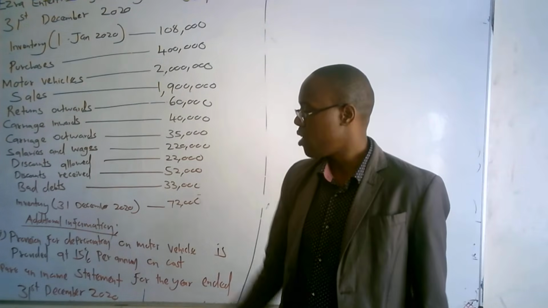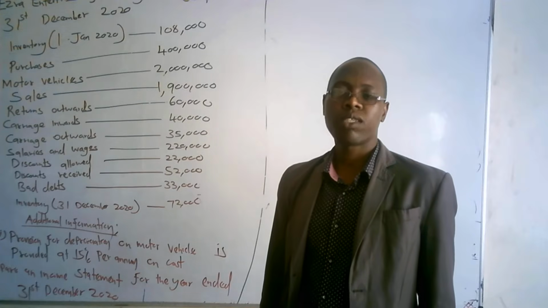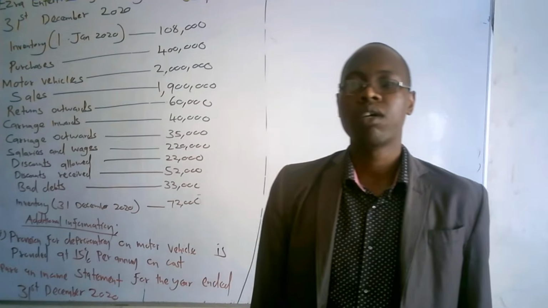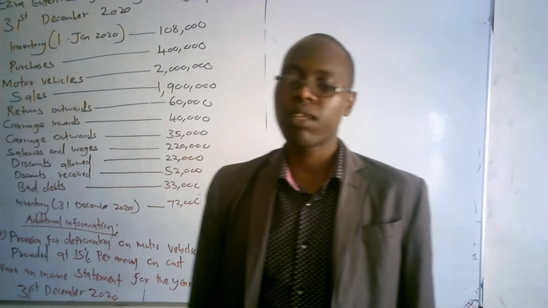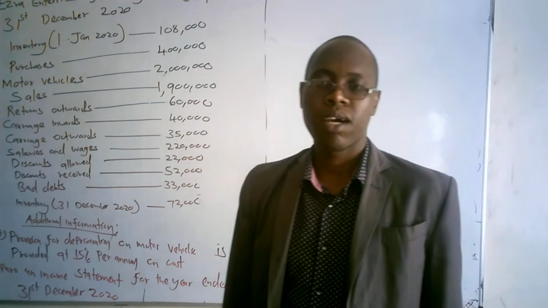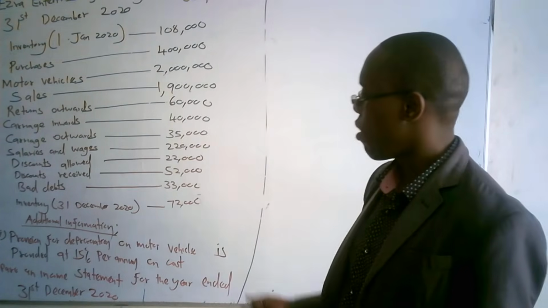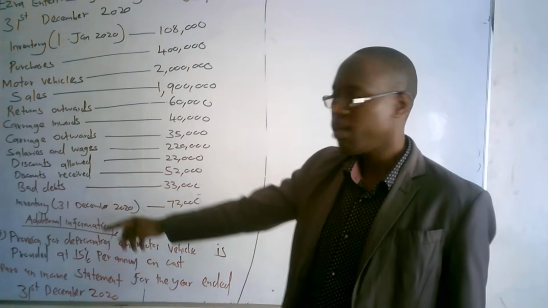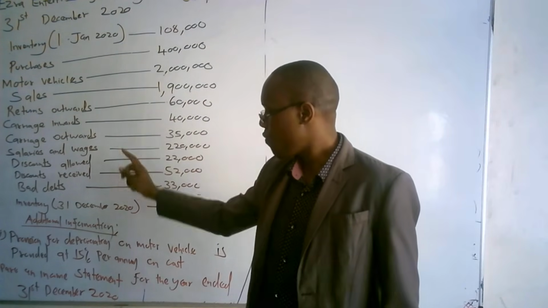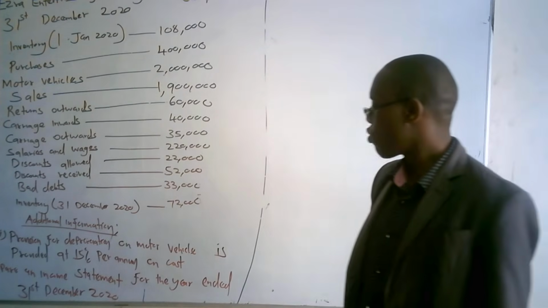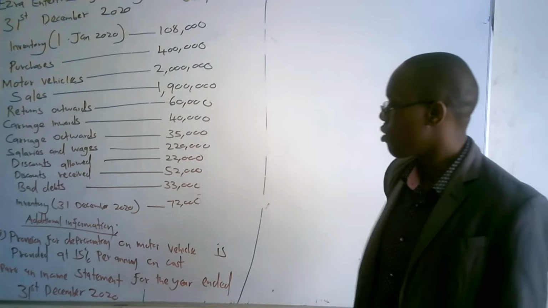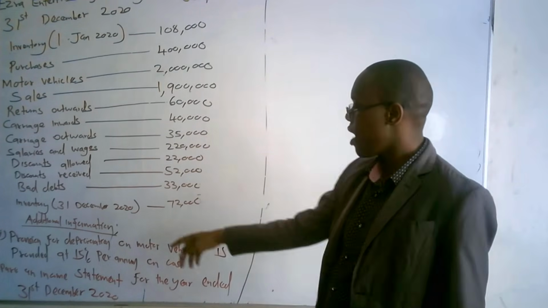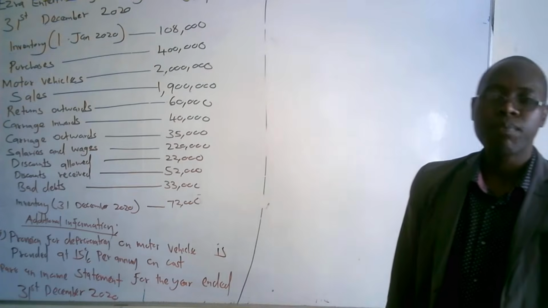And then, of course, we have the additional information, and that's why we always start from there. So when you have a question of the income statement or the statement of financial position, always start from the additional information and make the necessary adjustments before starting the question. So the additional information says that provision for depreciation on motor vehicle is provided at 15% per annum on the cost.